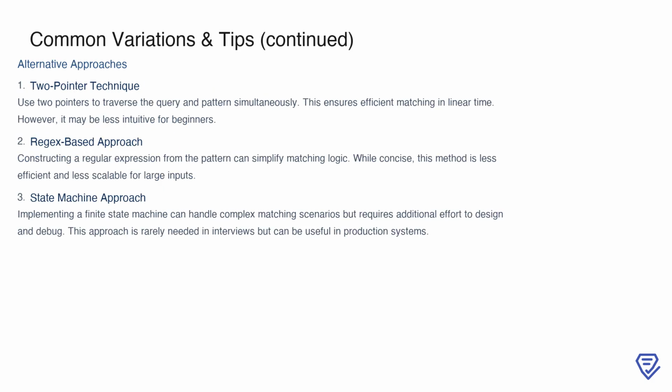To approach Camelcase matching, there are several alternative techniques you can consider. One efficient method is the two-pointer technique, where you use one pointer for the query and another for the pattern, traversing both simultaneously. This approach ensures linear time complexity and is a practical choice for many scenarios, though it might feel less intuitive for beginners. Another option is a regex-based approach, where you construct a regular expression from the pattern to perform the matching. While this method can simplify the logic and lead to concise code, it tends to be less efficient and may struggle with scalability for larger inputs.